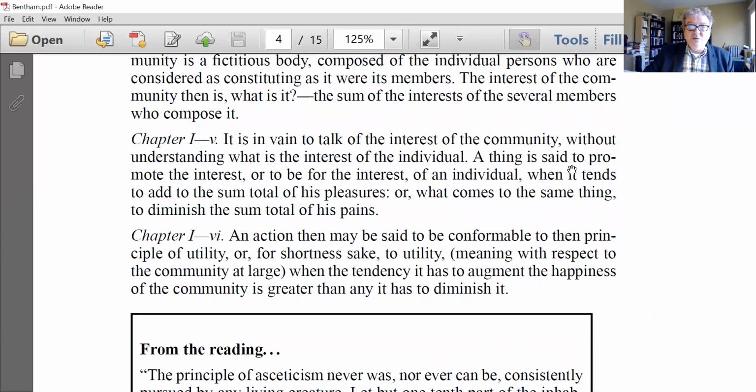A thing is said to promote the interest or to be for the interest of an individual when it tends to add to the sum total of his pleasures, or what comes to the same thing, to diminish the sum total of his pains. Okay, that should be pretty self-explanatory.